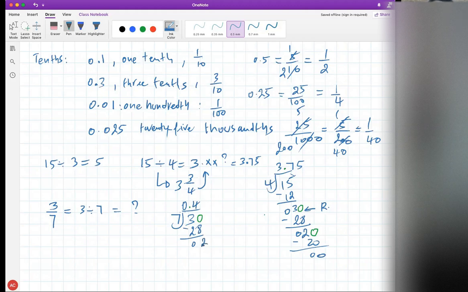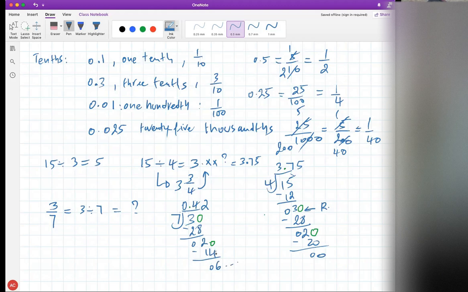As long as you have a remainder here, you can keep going. Put another 0 on the remainder. 7 into 20: that's 2 times. 2 times 7 is 14. Subtract, you get 6. 6 left.